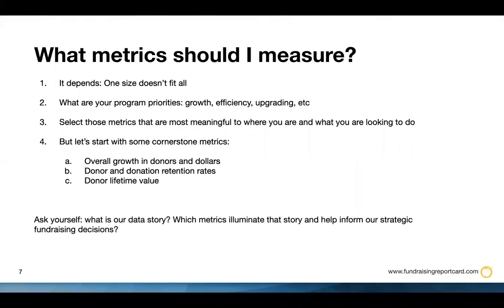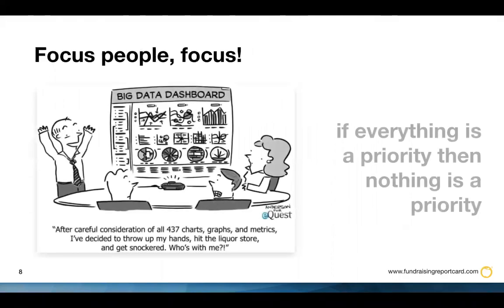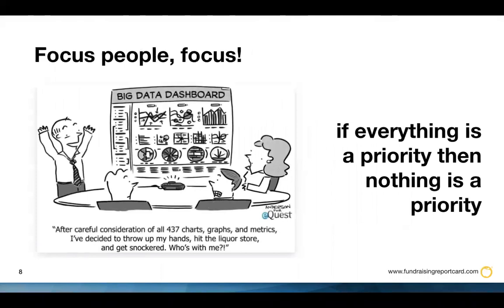So starting out, ask yourself, what's your data story? Which metrics will illuminate that story and help inform your strategic fundraising decisions? I say start with these 3 cornerstones and add to them as you go along the way. But let's make sure you focus, people. Let's stay focused. You could have dozens of fundraising metrics. And as I put here, if everything is a priority, then nothing is a priority.